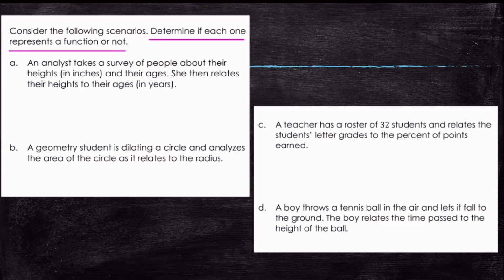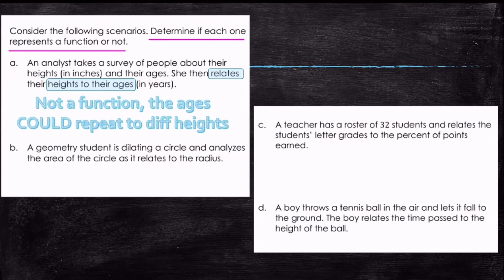So let's think about this. When you relate the height to the age, it's not a function because our age is our independent variable. We are being given our age, and we're trying to find a relation to its height. Well, when you go and survey people, couldn't someone be the same age? So since our age was our input, ages could repeat. Heights could repeat, but remember our output doesn't matter. So in this example, it is not a function.